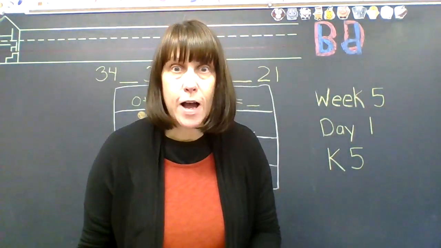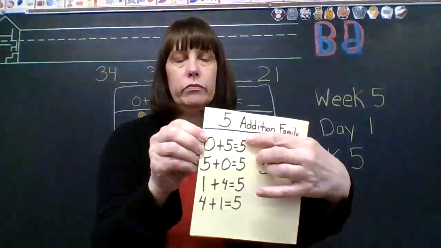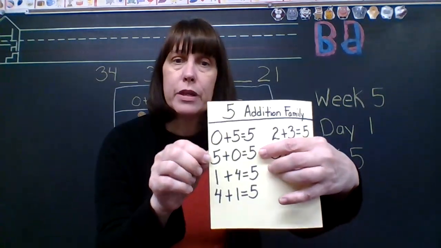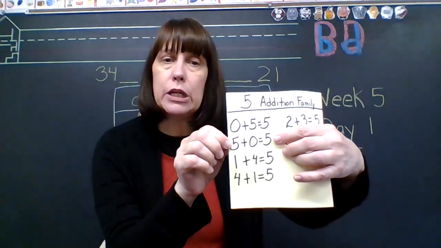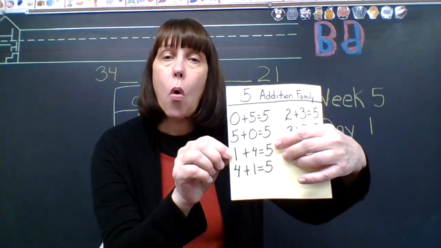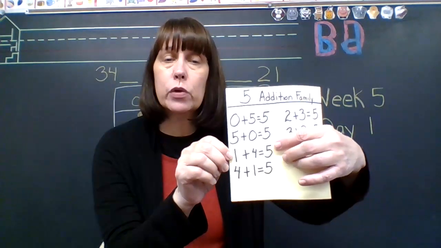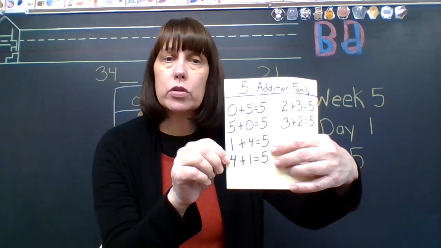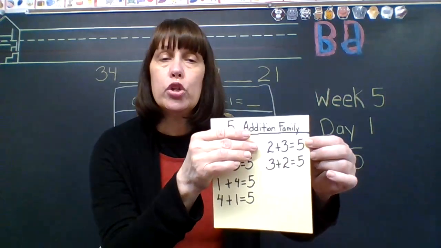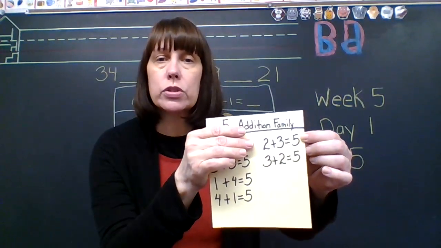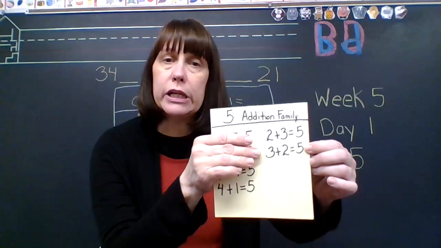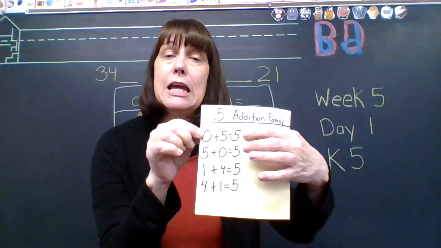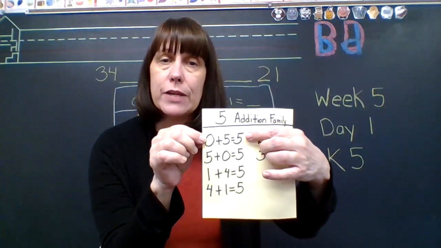Now let's do the 5 addition family. 0 plus 5 equals 5. 5 plus 0 equals 5. 1 plus 4 equals 5. 4 plus 1 equals 5. 2 plus 3 equals 5. 3 plus 2 equals 5. Again. 0 plus 5 equals 5.